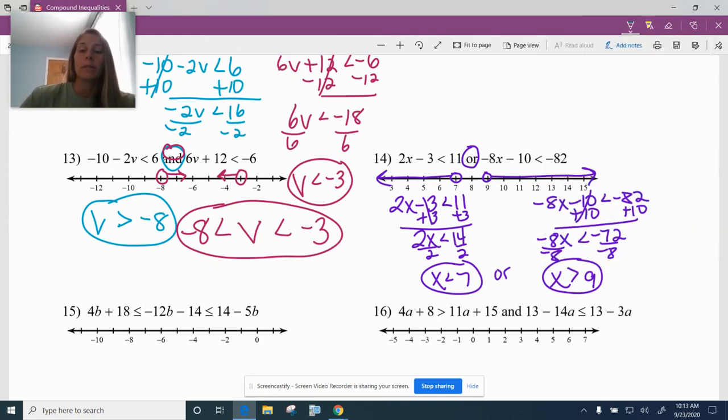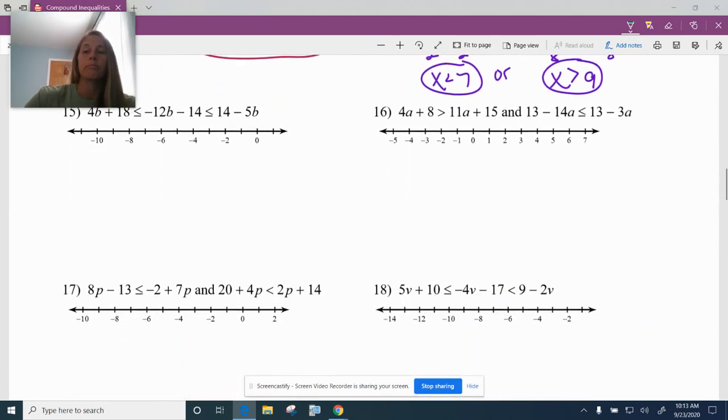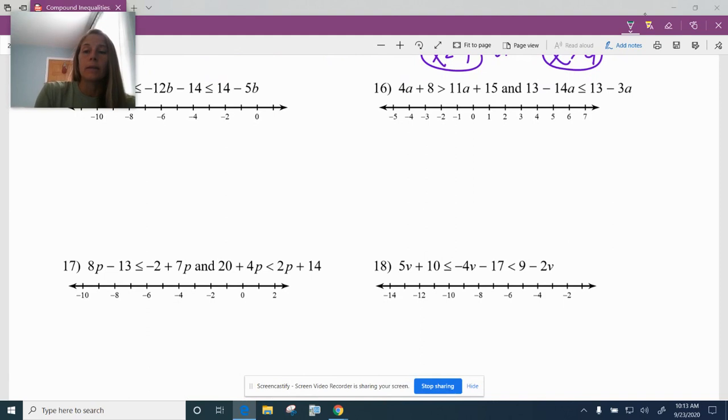All right, so I'm going to skip down now. Let's go to 16. Okay, again, this is an and problem, but they're written separately. So let's see what happens with this one. Now, in this particular case, I have a variable on both sides of my inequality, and I also have a constant on both sides.